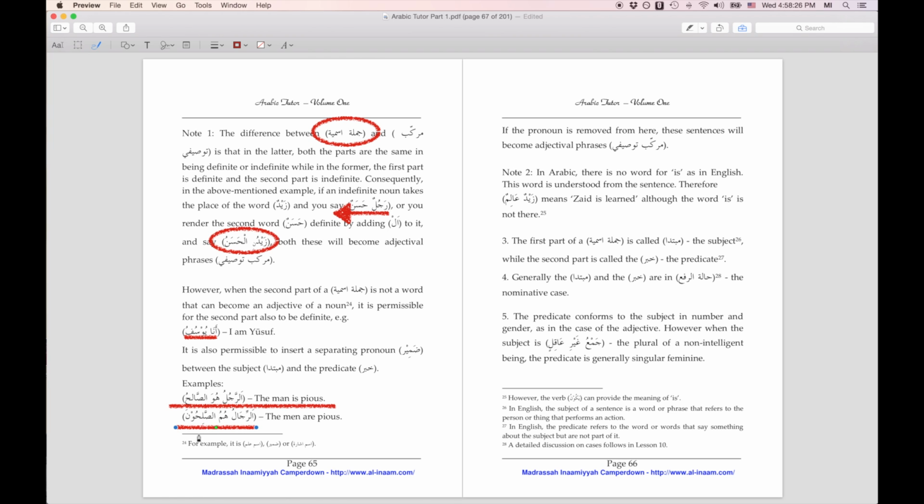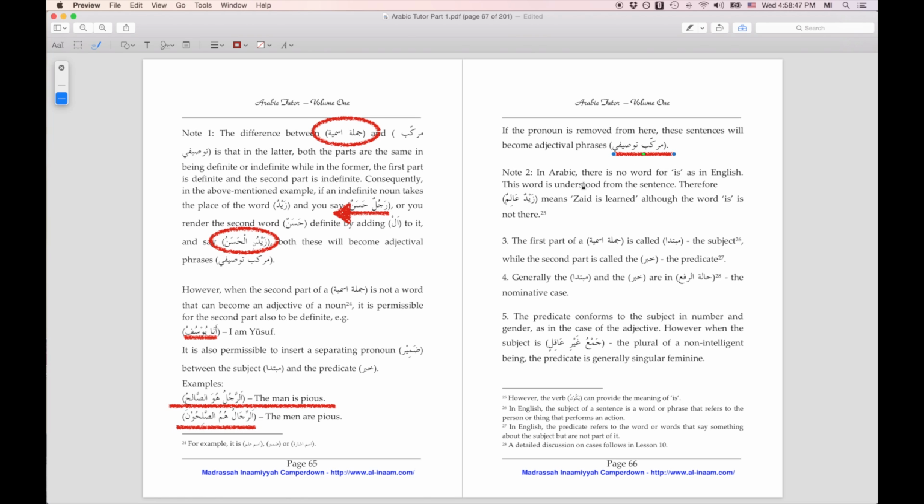So the condition is this, that if you want to use alif lam for the subject and alif lam for the khabar, the predicate, then you must have a zamir in the middle. If you remove the zamir, then it will become murakkab tawsifi, a phrase. It's not going to be a sentence anymore.